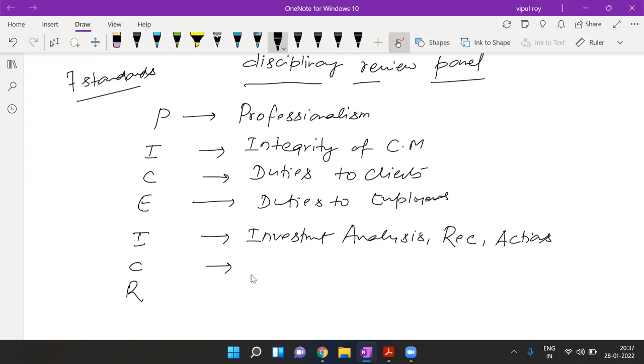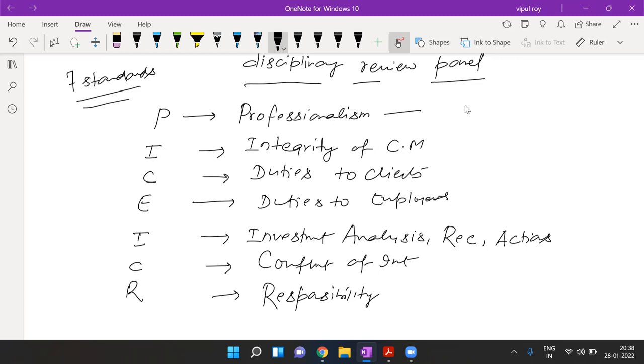Then the C stands for conflict of interest. This is your conflict of interest. And this R stands for responsibility. Whose responsibility? Responsibility as a CFA Institute member or CFA candidate. Now these are 7 standards.